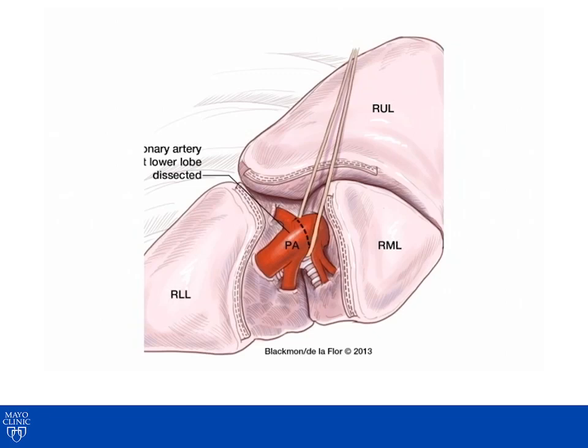and right middle lobe, you can see the basilar branches of the pulmonary artery. Those basilar branches are easily dissected, encircled, stapled, and divided, and this approach is a safe approach to ensure that you will not narrow or limit the blood supply to the right middle lobe.